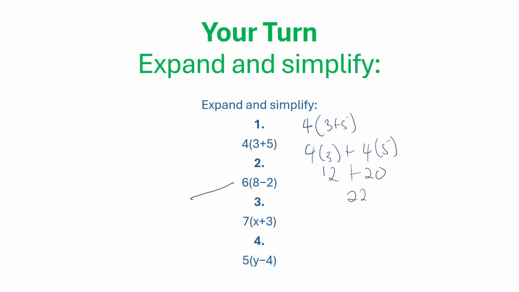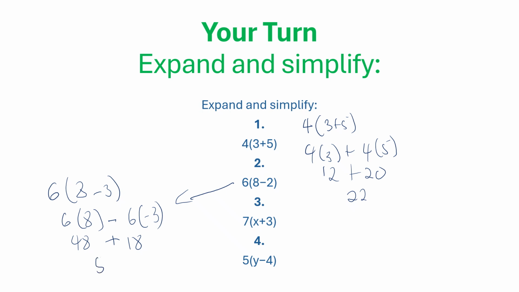Let's look at the second example. 6 times (8 minus 3)... that is 6 times 8, and then 6 times negative 3. 6 times 8 is 48. Negative will give you plus, so we have plus 6 times 3, which is 18. And so when you add, you get 66 as your answer.